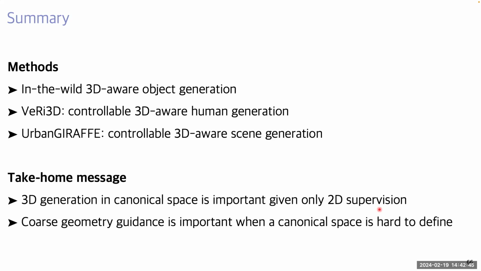But for example, for urban scenes, it's very challenging or even not possible to define a canonical space. And in that case, it's really important to have some coarse geometry guidance to enable the learning of the generative model when a canonical space is hard to define. Yeah, so that's all the work that I want to share.